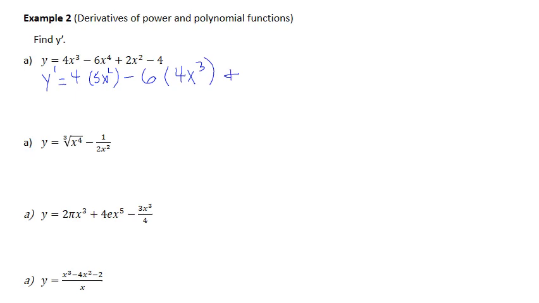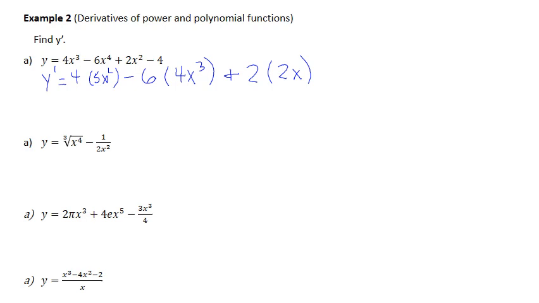Plus 2x squared, the 2 is a coefficient. It just comes along. The derivative of x squared is 2x. Then I get to the minus 4. Well, that 4 is not a coefficient on any function. There's no function after it. It's just a constant. And I know that the derivative of a constant is 0.